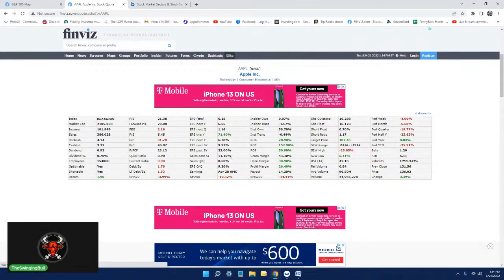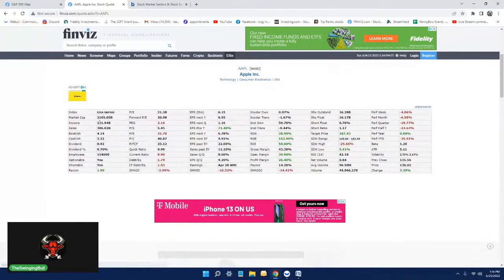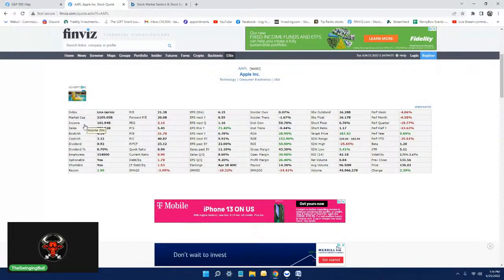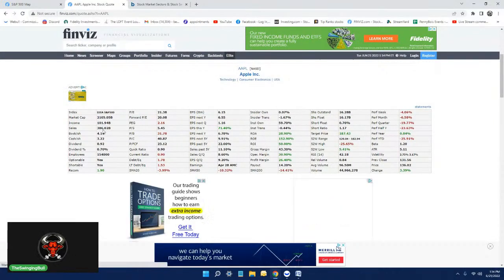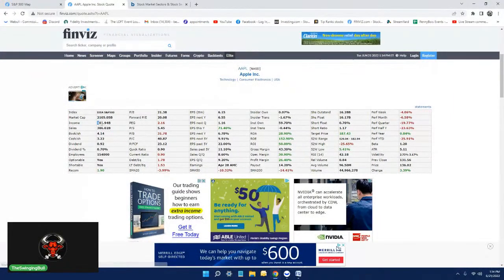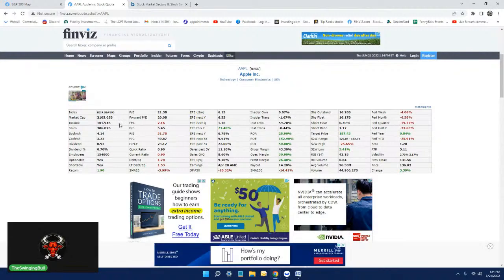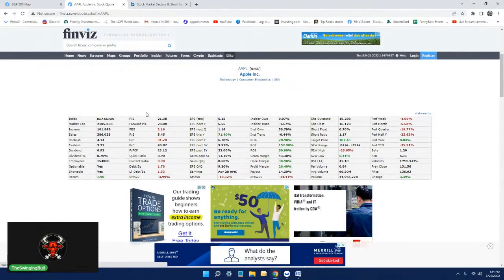So lots of great data in Finviz, and you can see what the market cap is. You can see their income compared to their sales. So that's really good to look at. So 386 billion in sales, and their income was 101 billion. So that's always good to look at. All right, and of course the PE ratio.